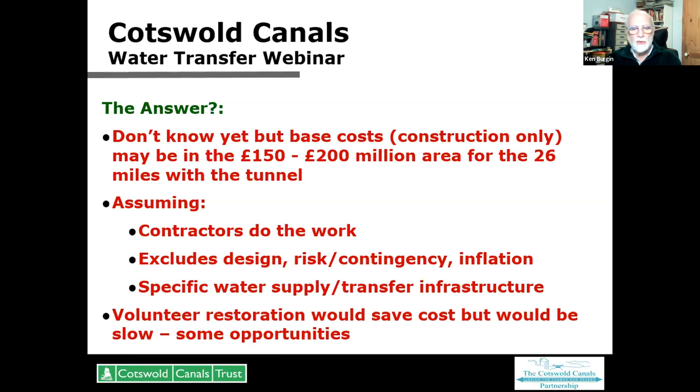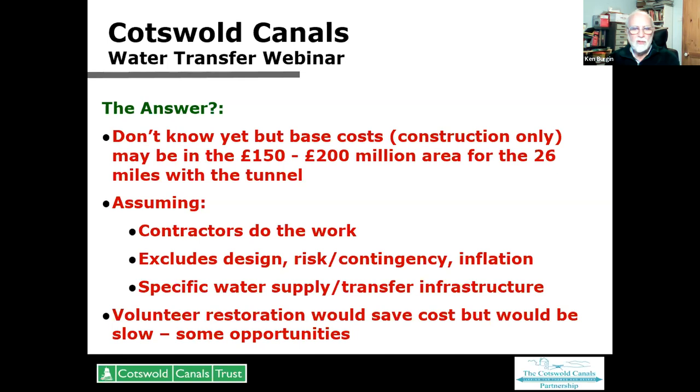Going back to the timescales, it says in the documentation that is easily available to find, but the estimates I've seen for getting a Severn Thames transfer open based on the Cotswold Canals is of the order of 7 years, maybe eight. Now, we did query that because the amount of time they were going to take to restore the canal using contractors was actually longer than it took the people in the 18th century to build the whole thing from scratch by hand, starting at one end and working their way through to the other.